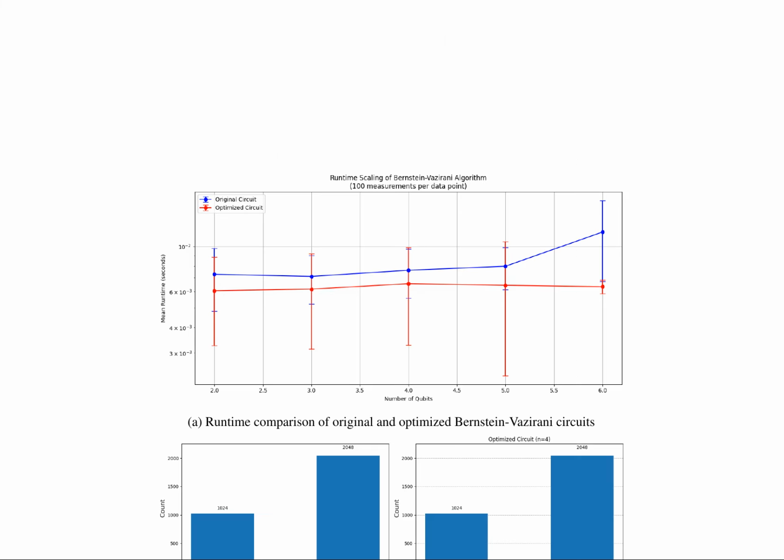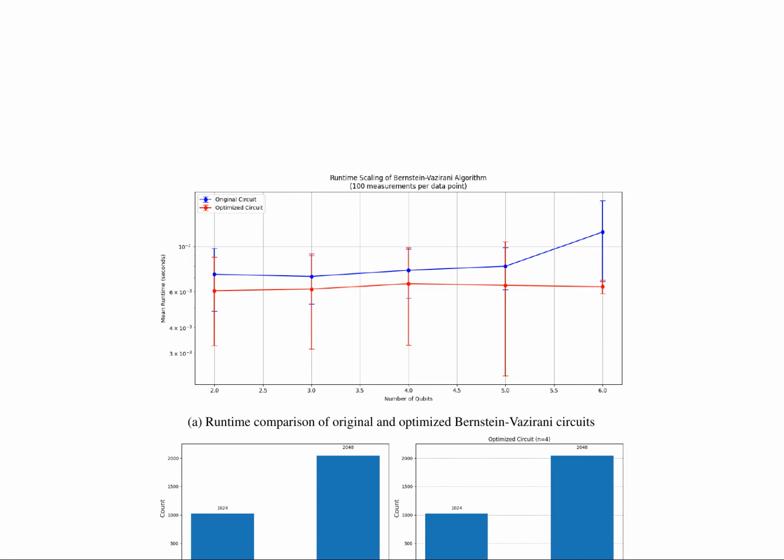Performance analysis of character decomposition on Bernstein-Vazirani circuits. The character decomposition method is applied to Bernstein-Vazirani circuits, yielding a significant runtime improvement compared to the original circuits. A direct comparison of the runtime performance between the original and optimized circuits reveals the efficiency of the character decomposition approach. To further validate the method, measurement histograms for 4-qubit circuits are analyzed, demonstrating a striking similarity in distributions between the original and optimized versions.